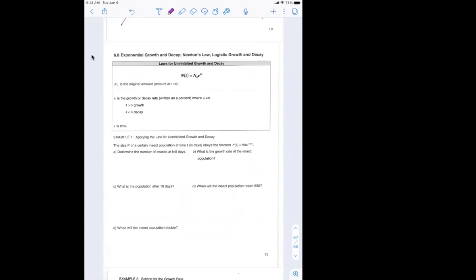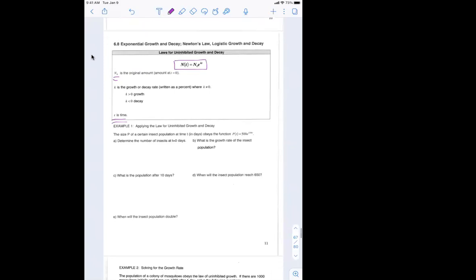So we're going to be looking at when they give you an equation and then answering some questions about it. So typically the equation will look something like this, obviously with numbers filled in. If k is greater than 0, then it's a growth. If it's less than 0, it's a decay. And this number here is the original amount, where t is time.